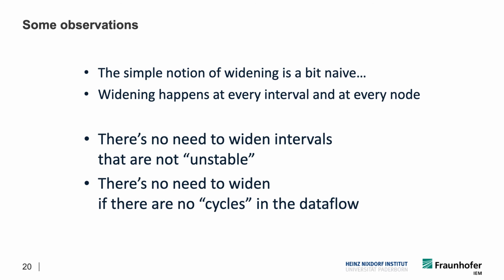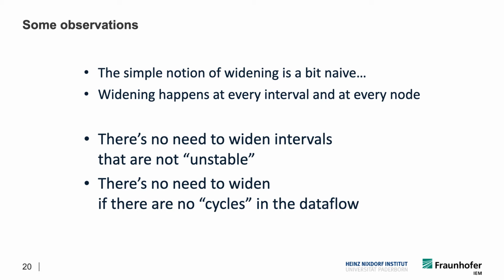We can have some observations about this. So the simple notion of widening is maybe a bit naive if you think about what happens here algorithmically, because the widening really happens at every interval and at every node, right? So here I'm talking about widening again, not narrowing. So widening we define in such a way that you apply it immediately after applying every single data flow function.